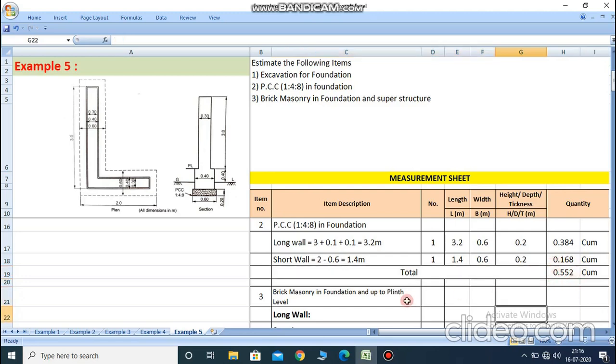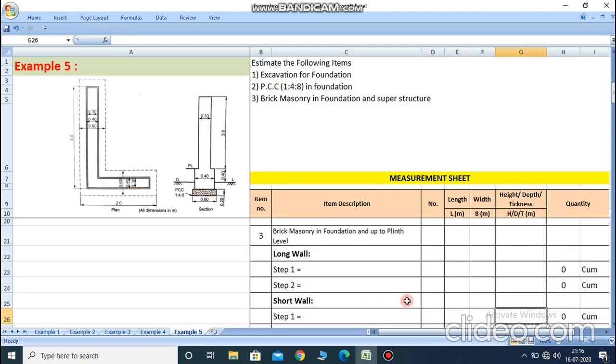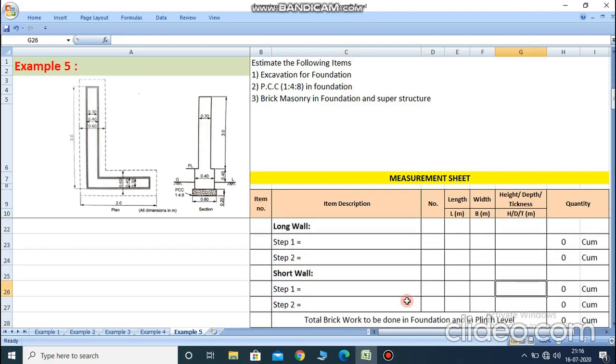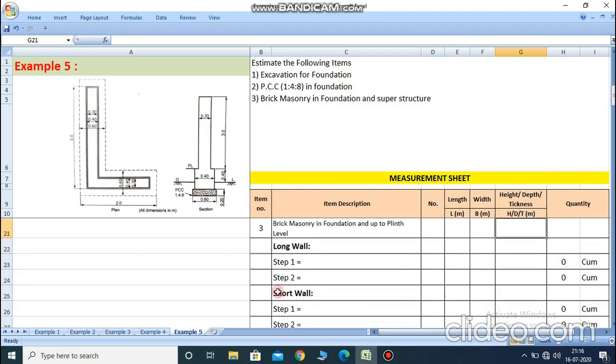Now we calculate brick masonry in a foundation. Brick masonry in a foundation is divided into two parts. First is brick masonry in the foundation up to plinth level, and the second part is from the plinth level to the end of the brickwork. So see this figure. First we calculate this part from the PCC to plinth level. Width is 0.4 and height is 0.4 plus 0.2. Here 0.2 is not given, but we take 0.2.